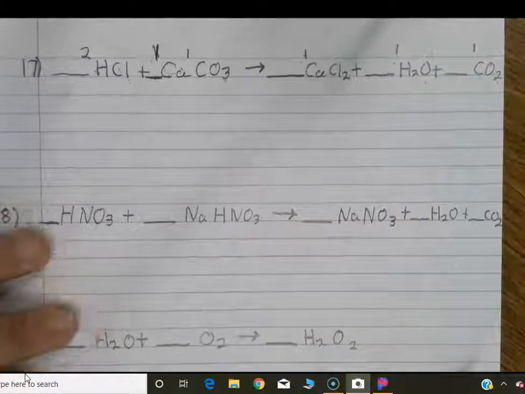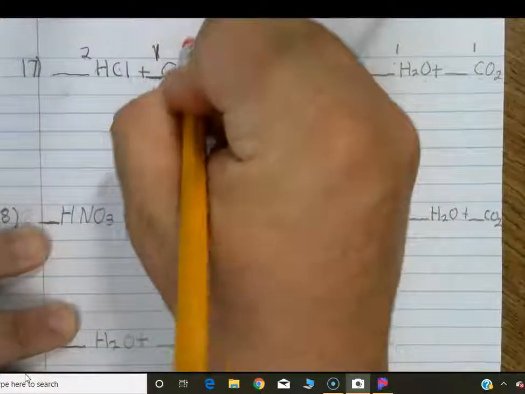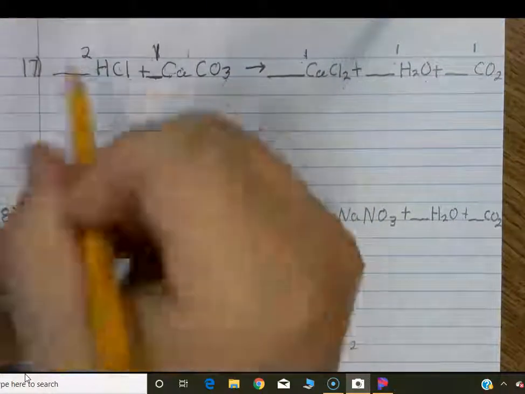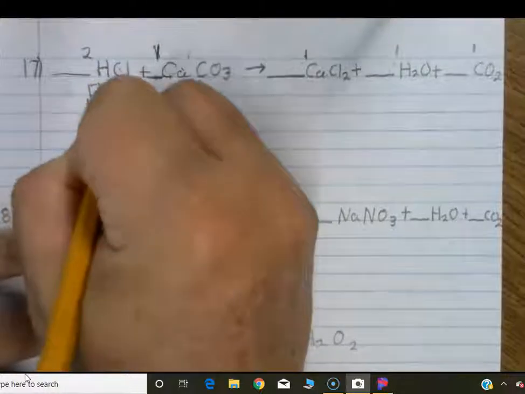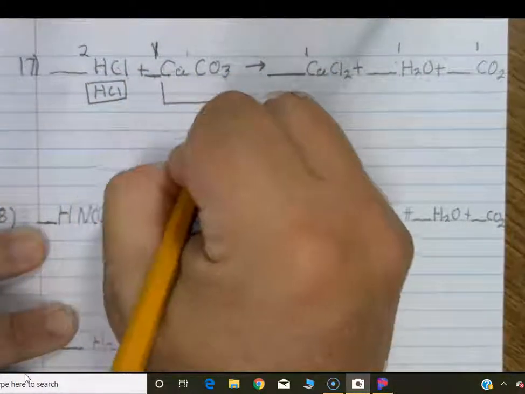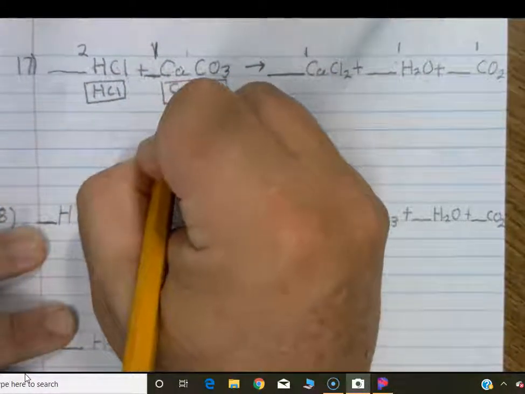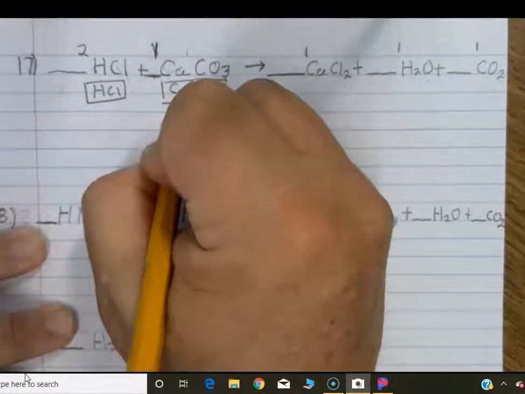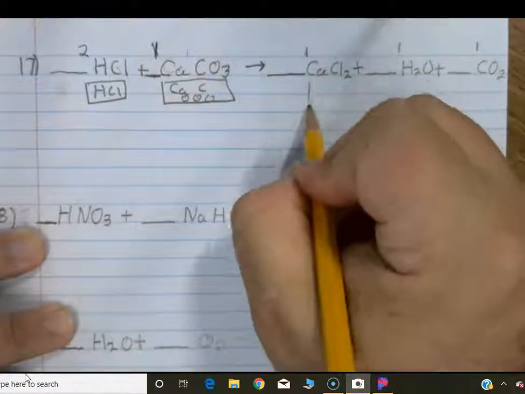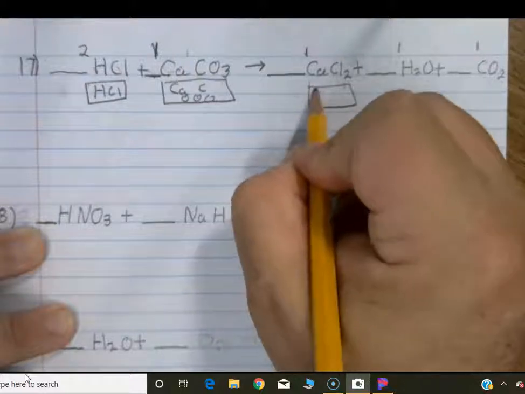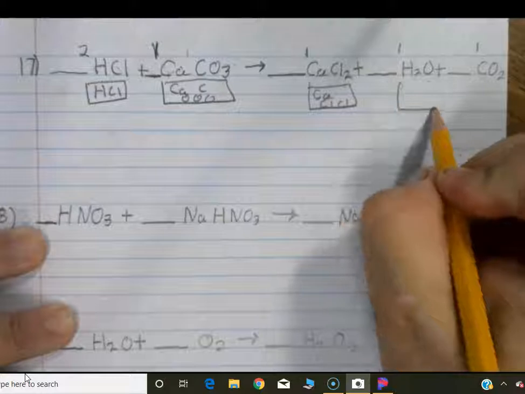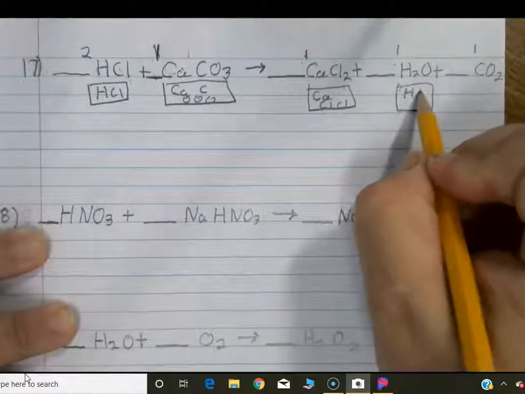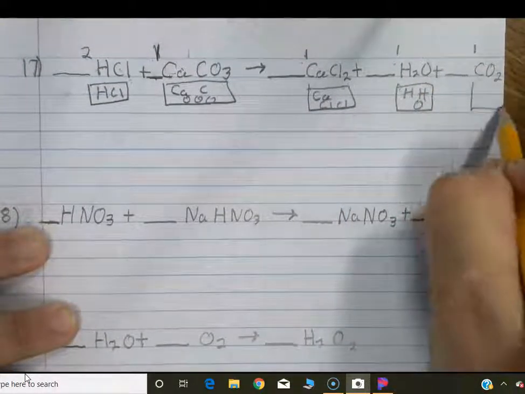Now again, that's just doing it intuitively, and you'll get to where you can do that. If you want to see me do it with the boxes, I'll do it with the boxes. Okay, just takes a little bit of writing. HCl. Over here is C, A, C, and 3 O's. Over here is a calcium and 2 chlorines. Over here, water. And over here, carbon dioxide.